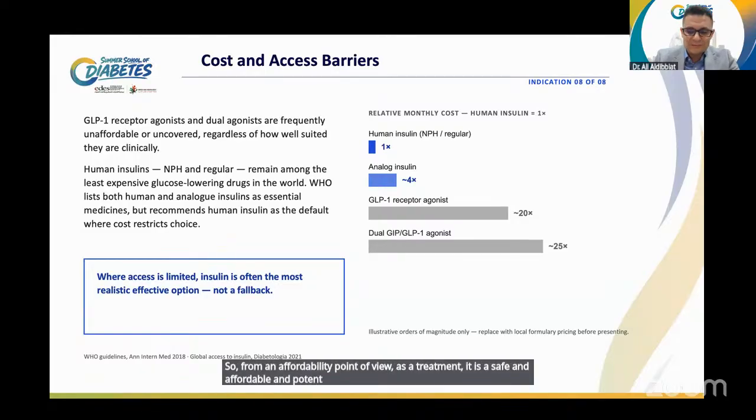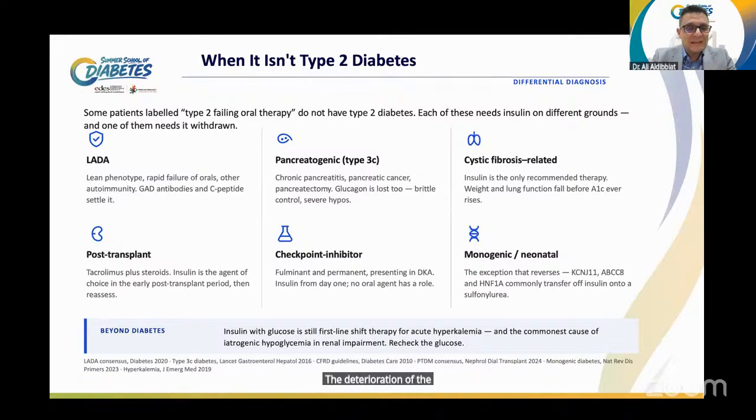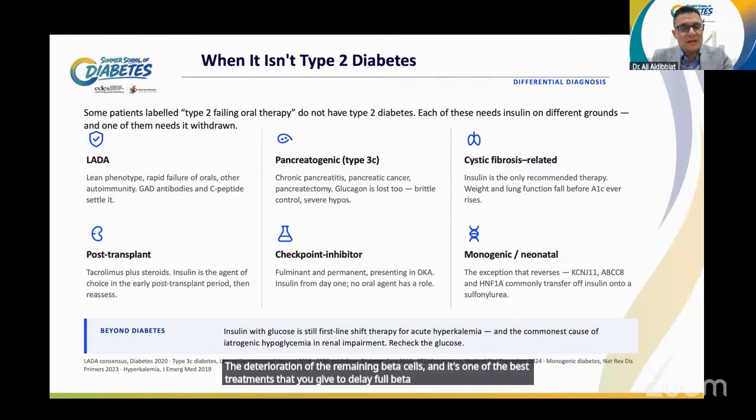In special cases, like in LADA, or double diabetes, when there is type 2 diabetes, insulin resistance, and yet there are the autoantibodies there and C-peptide is dwindling, then giving insulin is key to prevent ketosis, to prevent the deterioration of the remaining beta cells. And it's one of the best treatments that you give to delay full beta cell failure in that way.